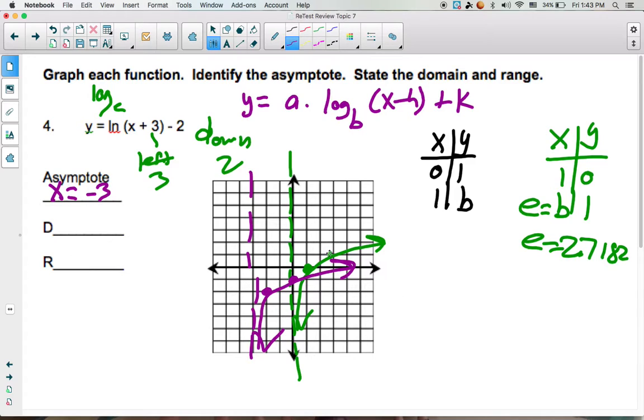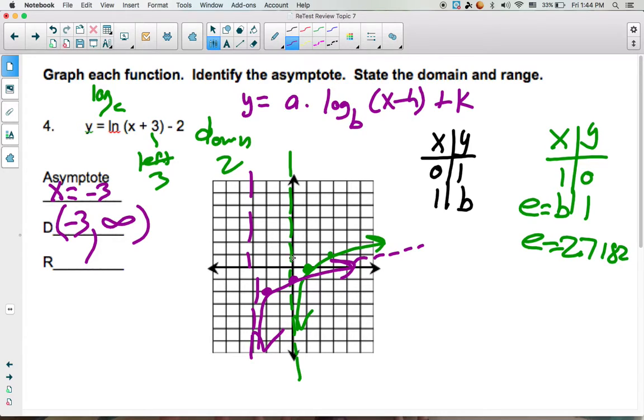The domain is the left and right side of the graph. If you go to the very left side, there's an asymptote there at negative 3. So the graph will never touch or cross that line, so that's one boundary on the left. On the right side, it keeps going to the right forever and ever, so that would take us towards infinity.